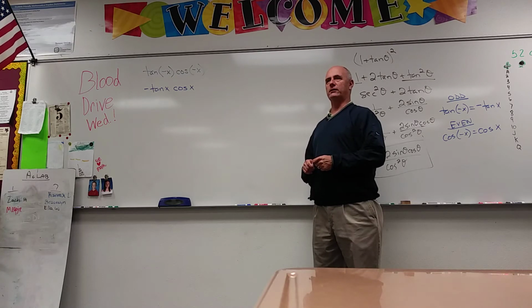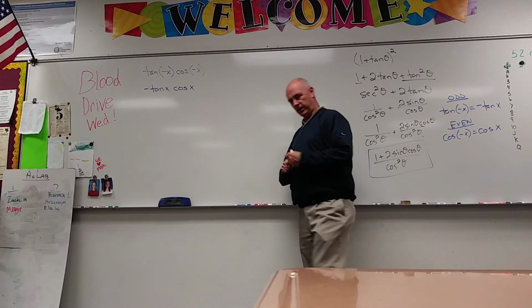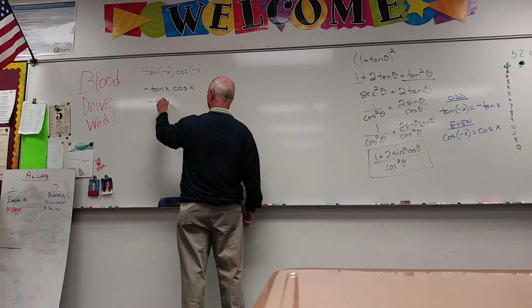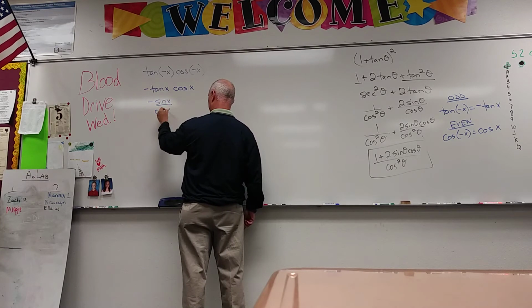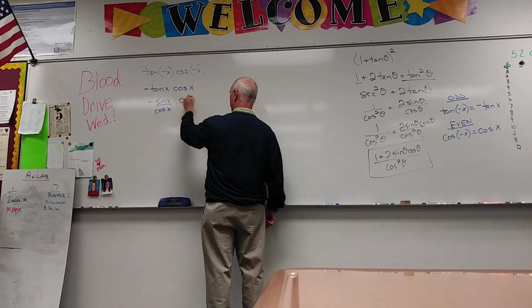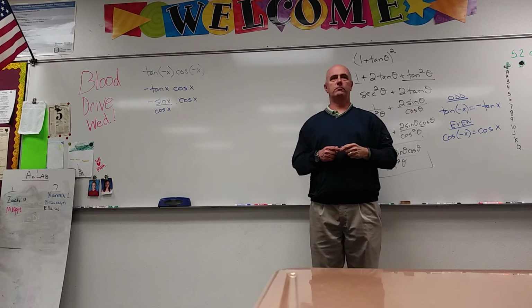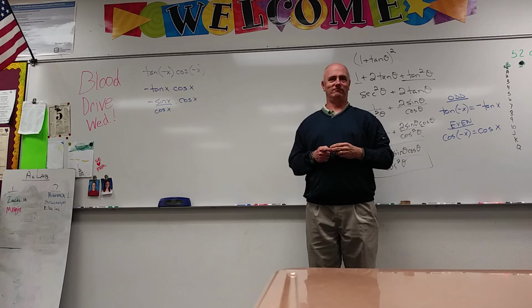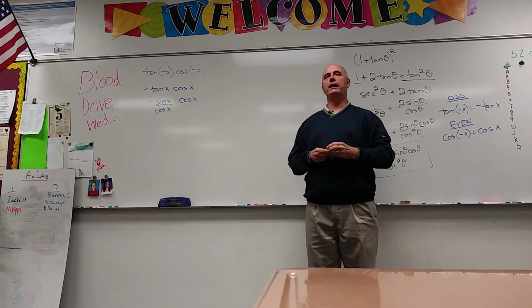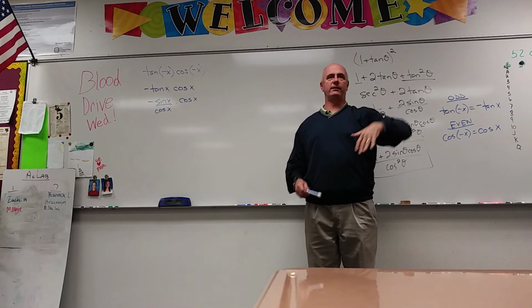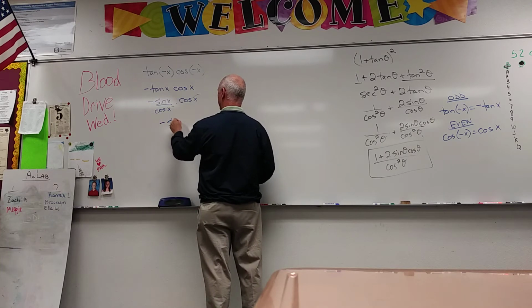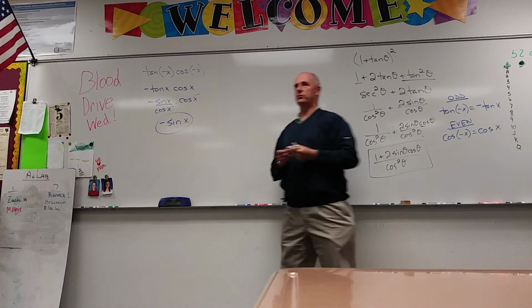Done? No, we're not done. What's next? Sine and cosine, sounds good. Tell me what's right. Negative sine of x over cosine of x times cosine of x. Any good news? Can we cancel here? Yes. Why can we? Because it's multiplying, and if we're multiplying, anything from the top can take anything from the bottom. So cosine take out cosine gives us negative sine of x, which is our answer.